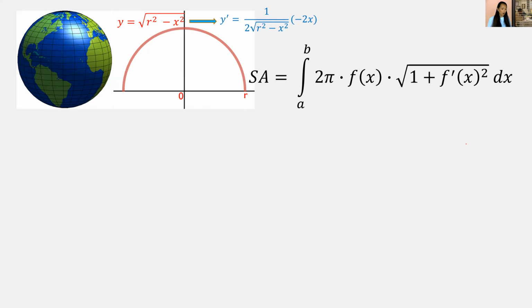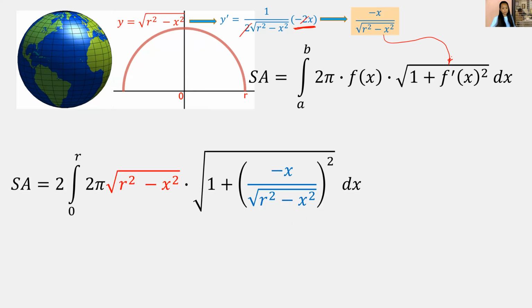So let's go from y equals the square root of r squared minus x squared. Then the derivative is 1 over 2 square root of r squared minus x squared, multiplied by the inside derivative. Don't forget that inside derivative, right? And then the 2 divides out with the 2. So you'll have just negative x on the numerator and the square root of r squared minus x squared on the denominator. And that is what we are going to plug in right here for the derivative.